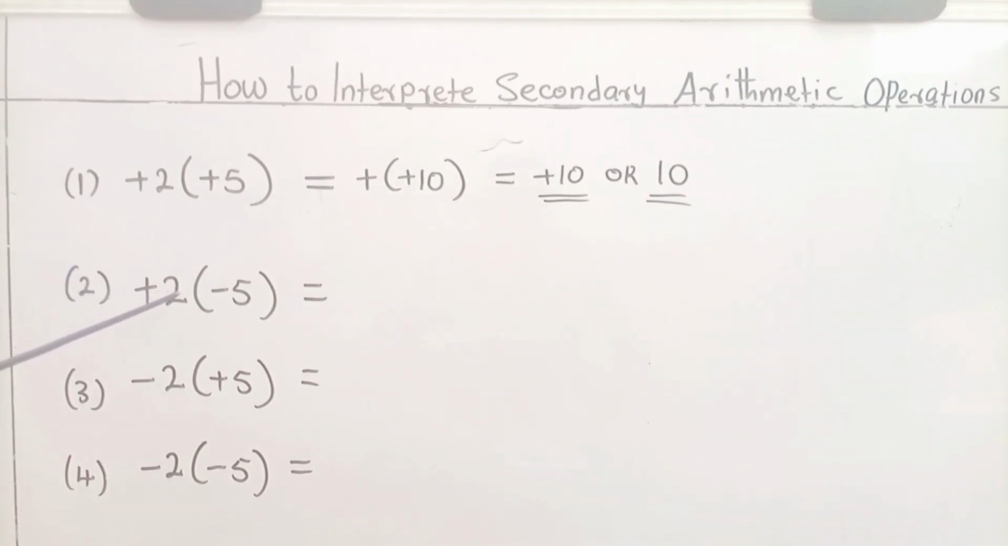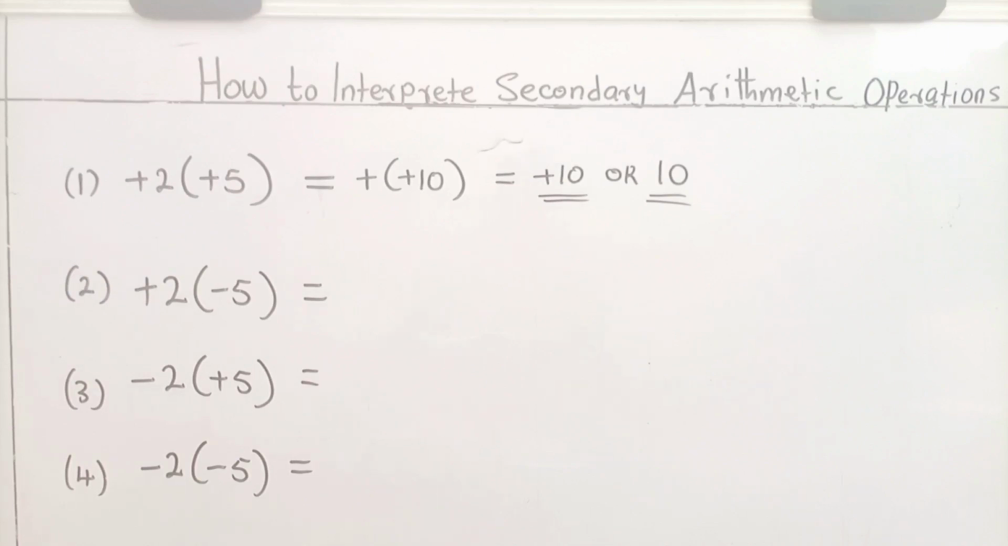What about this? Plus 2 bracket minus 5. What do you think is going to be the answer? Again, like before, go back to the words of its interpretation. What is it? Positive of owing 5 into 2 times. I repeat, positive of owing 5 into 2 times.